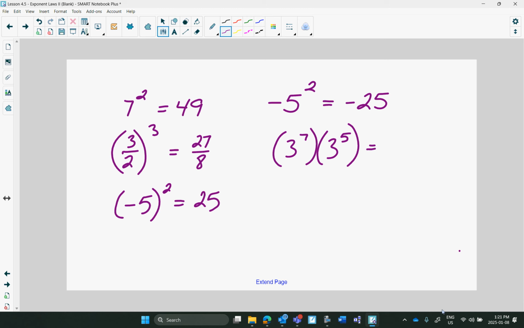How would you write this using one power? One power. Remember, when we multiply two powers, what do we do with the exponents? Yes. The base stays the same, add the exponents.